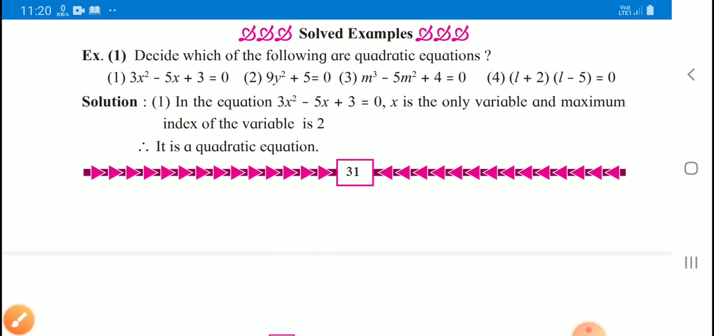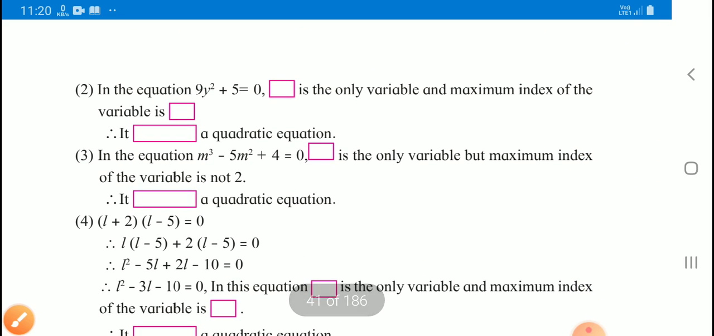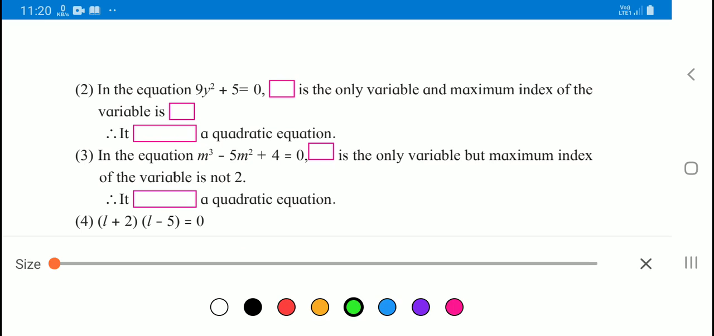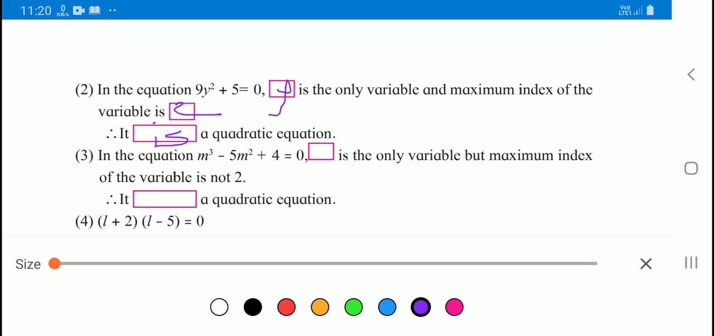Okay. Now we will see, from your book only, these questions we will solve. In the equation 9y square plus 5 is equal to 0, dash is the only variable and the maximum index of the variable is dash. Now we will fill the boxes. Here y is the only variable, okay, and the maximum index is 2. So it is a quadratic equation.